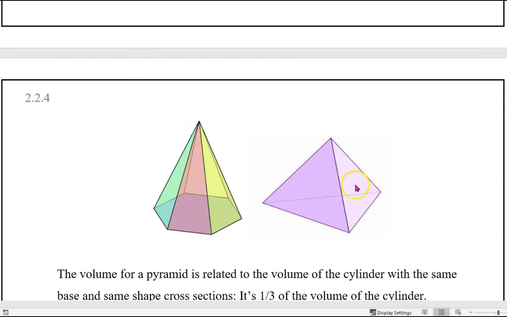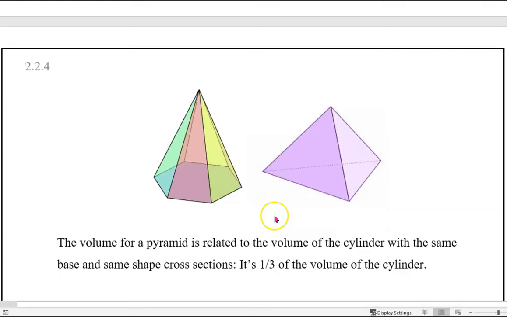This one is a right triangular pyramid, where the base is a right triangle that you can see here. As I slice parallel to the base, all my cross sections will be right triangles, but they'll get smaller as I get to the point. The volume for a pyramid is related to the volume of a cylinder with the same base and same cross sections. It's 1/3 the volume of the cylinder. I know that sounds crazy, but that's really all it is. So what do you have to do then? You need to take the area of the base, multiply by the height, and then divide by 3. That will give you the volume of the pyramid. Again, take the area of the base, multiply by the height, and divide by 3.